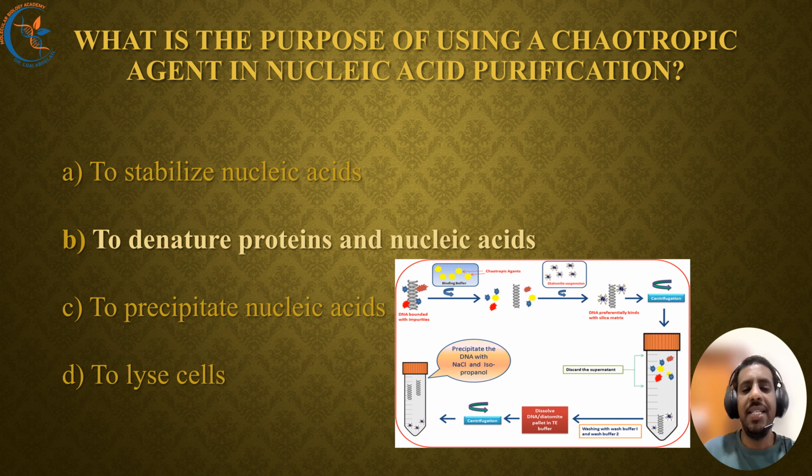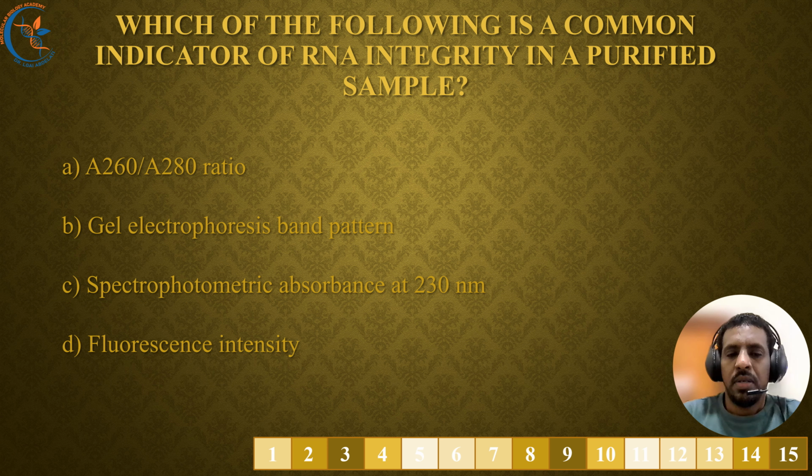The correct answer is to denature proteins and nucleic acid. Actually, the purpose of using chaotropic agents in nucleic acid purification is to disrupt the structure of proteins and nucleic acids, making it easier to separate and purify them. Okay, let's move on. Let's see the next question here.